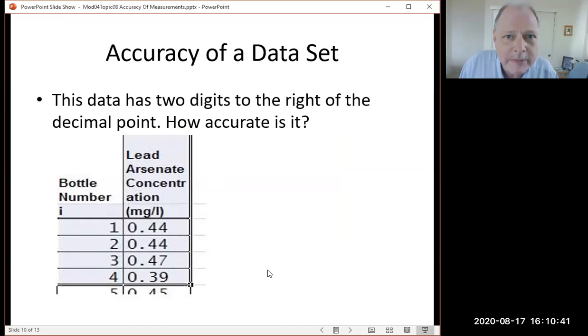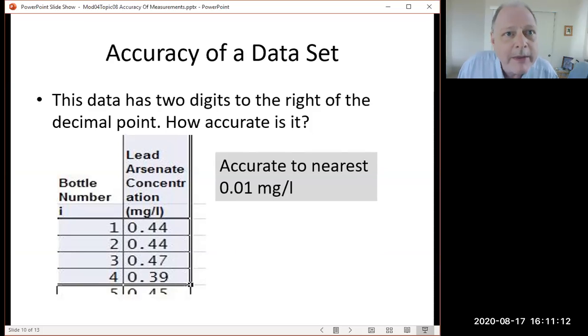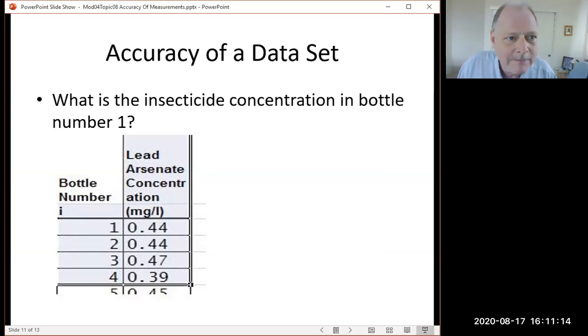So you've got to listen to the language here. I know you've got the concept, but in class, if I ask people, so how accurate is this? Get somebody to raise their hand, they're not sure how to say it. So how do you say it? You say, it is accurate to the nearest hundredth of a milligram per liter. The units are part of it. Accurate to the nearest hundredth of a milligram per liter. Or plus or minus 5/1000ths of a milligram per liter.